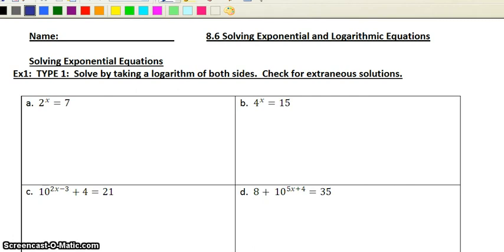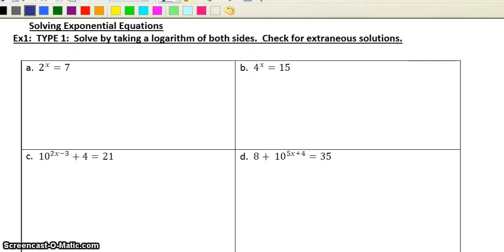There's two types of exponential equations you're going to see, and those are on the front side here. And there's two types of log equations you're going to see, and those are on the back. Starting with the exponential equations, our goal now is to actually solve for x. So we're actually going to solve these now.